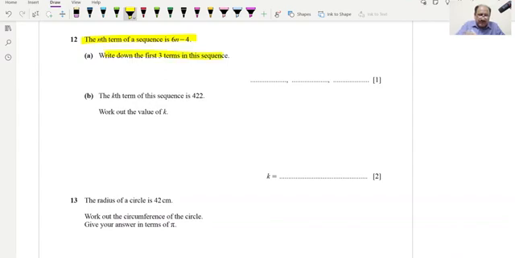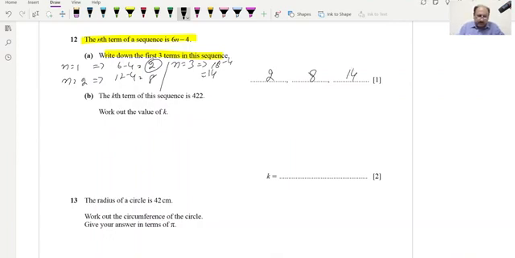Write down the first three terms. So we will replace n is equal to 1. N is equal to 1 will result in 6 minus 4, which will be equal to 2. So 2 is the first term. Then n is equal to 2. This implies 12 minus 4. This will be equal to 8. And when n is equal to 3, this implies 18 minus 4, which is equal to 14. So this will be 14.